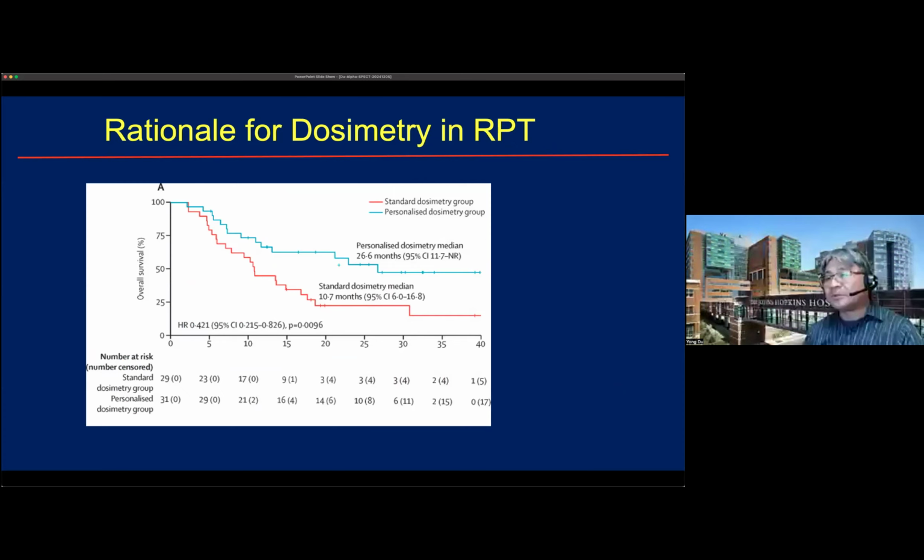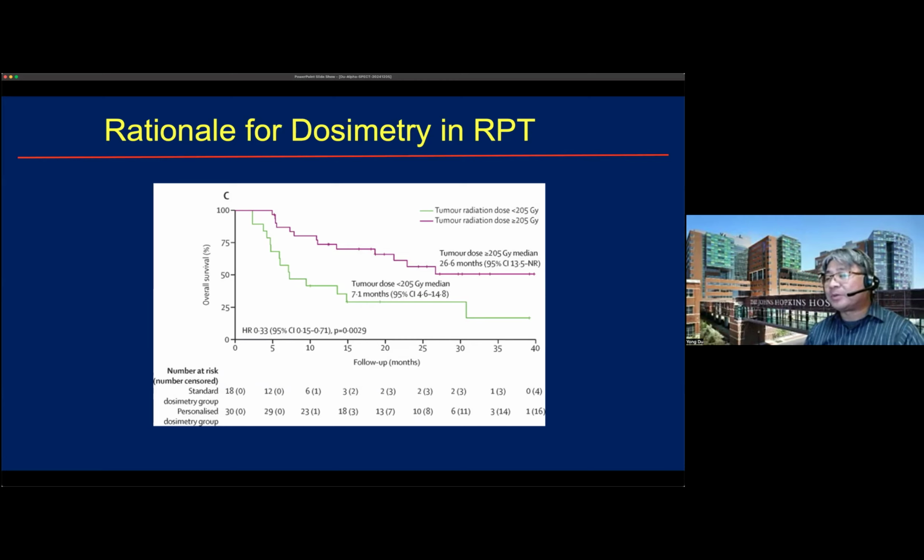In addition, they further looked at the dose to the tumors. They compared tumors receiving more than 205 gray with those receiving less than 205 gray. You can see that for tumors receiving a large dose above 205, there's a great survival rate, with average survival of about 26 months, compared to only 7 months for patients receiving a dose less than 205 gray. So this data clearly demonstrates the necessity to optimize the dose for patients to a personalized dose, and also to look at the effective dose to the tumors. So that's the rationale for doing that.